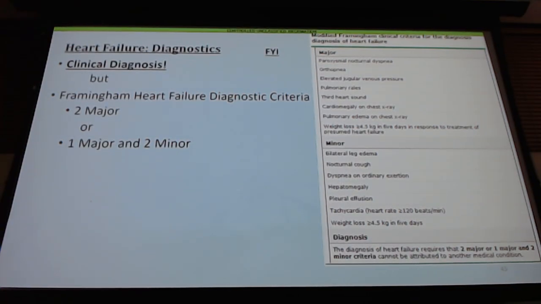Now, when you go to diagnose somebody with acute decompensated heart failure, there is a scoring tool that I don't like, which is why this is an FYI. It's called the Framingham scoring tool, and we don't really use this too much. We typically think of acute decompensated heart failure more as a clinical diagnosis.